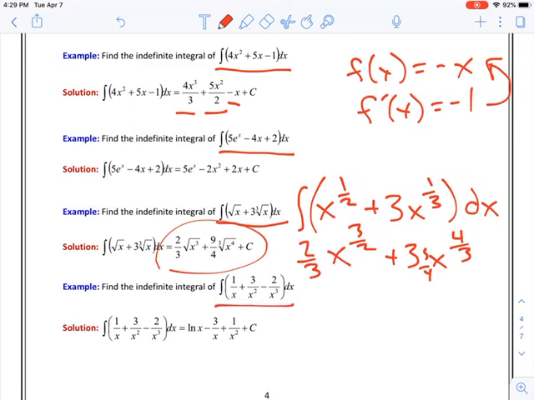With this last problem, again, you need to rewrite it. You need to get all the variables out of the denominator and into the numerator. So you're going to need to write this as the antiderivative of x to the negative 1 plus 3x to the negative 2 minus 2x to the negative 3. Once you have it in this form, you apply the power rule, except for the first term, that's going to be the log rule. And then you put it back in the same form as the original problem.